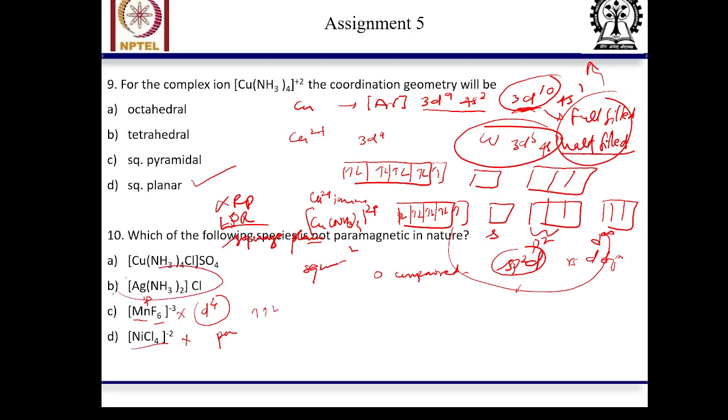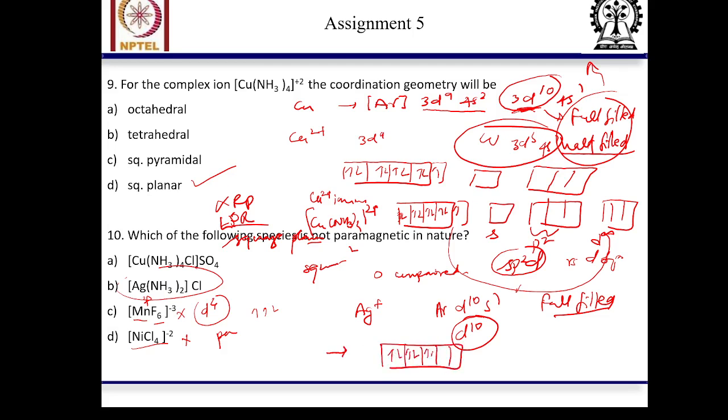Now the question is this. First is the Ag+. Ag+ comes in the copper family, so it is argon 3d10 4s1, because it follows the fulfilled-shell rule. So Ag+ is d10. Under the ligand field also it will be in a d10 configuration.